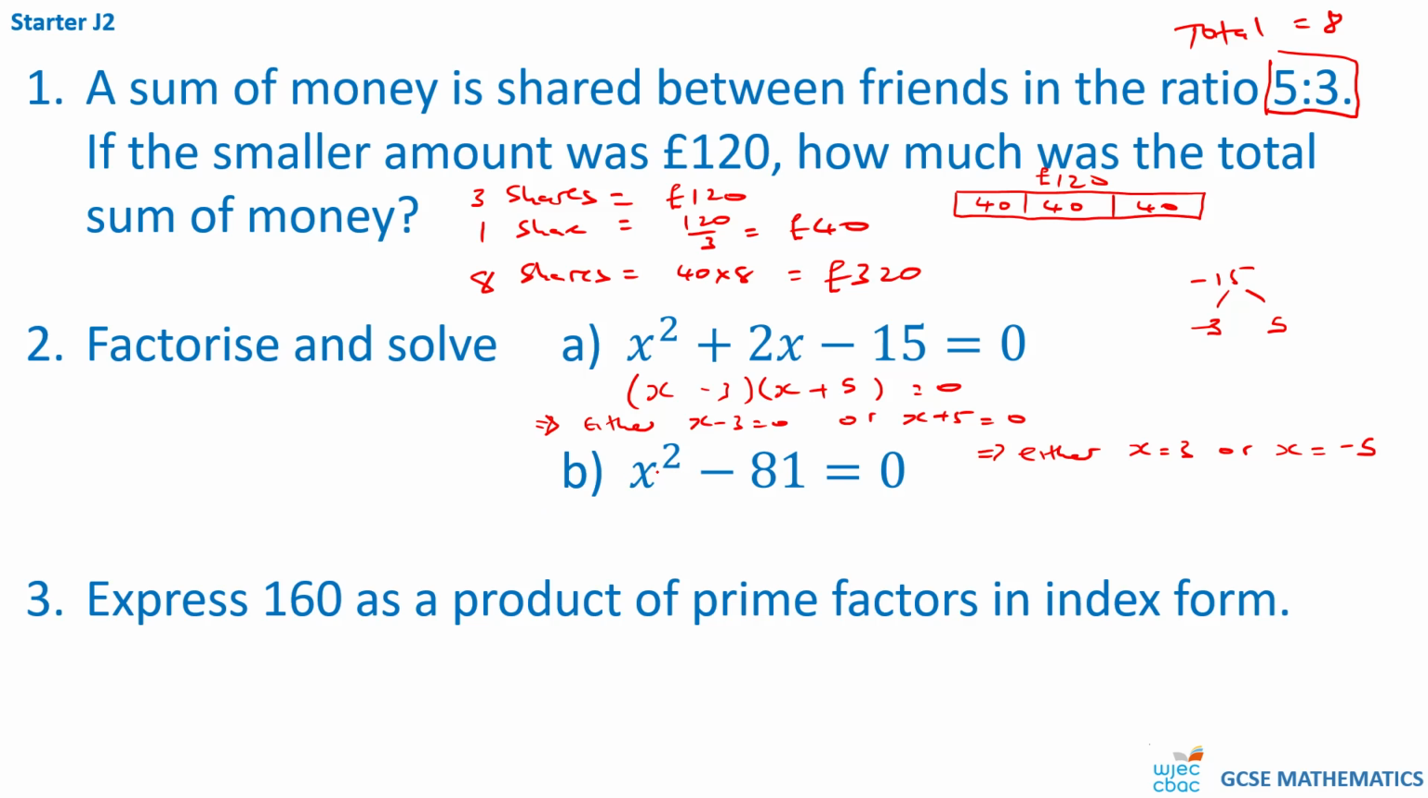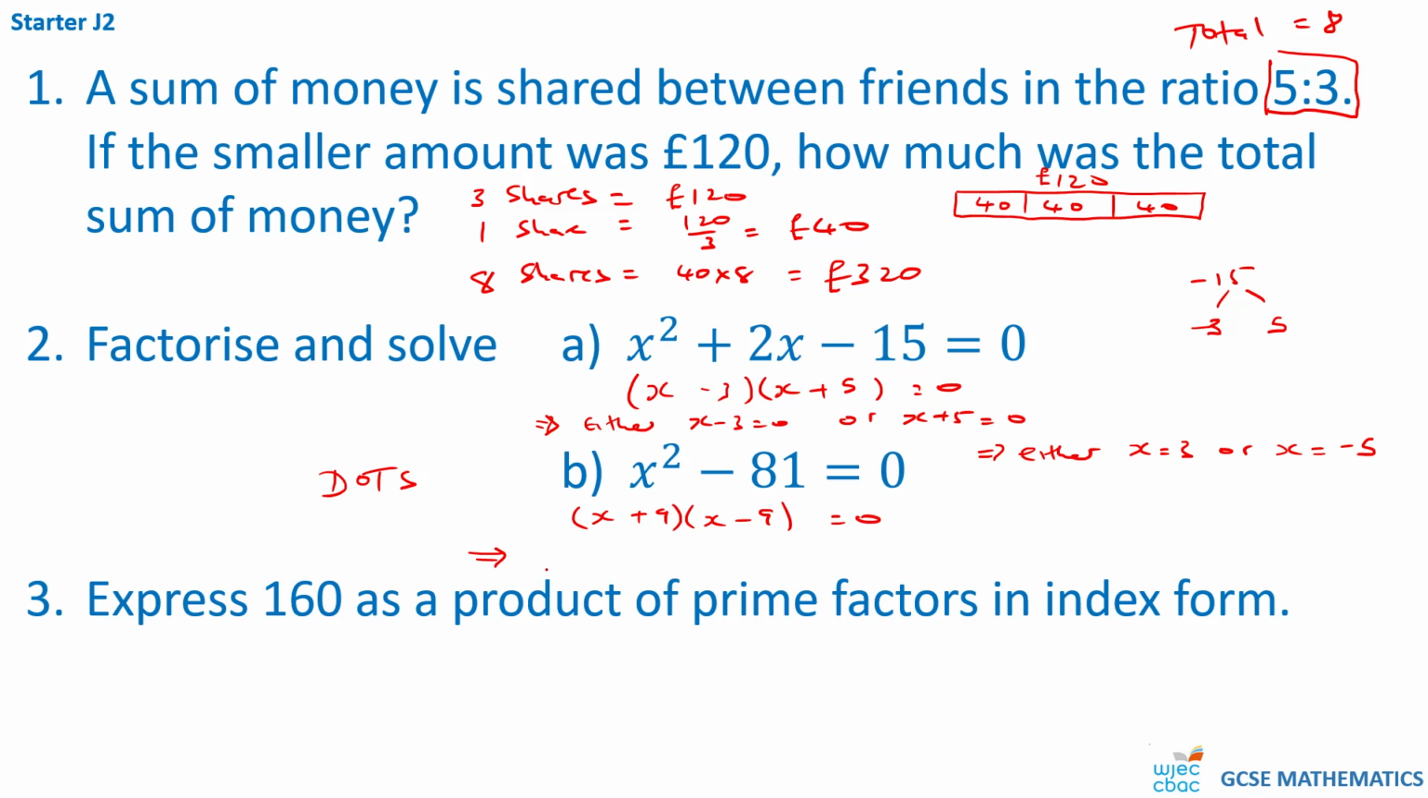This one, first term, x squared, square term, 81, square number, no middle term. Straight away you can see it's a difference of 2 squares. So we can factorize that. It's going to be x plus 9 times x minus 9 equals 0. 9 is the square root of 81 and x is the square root of x squared.